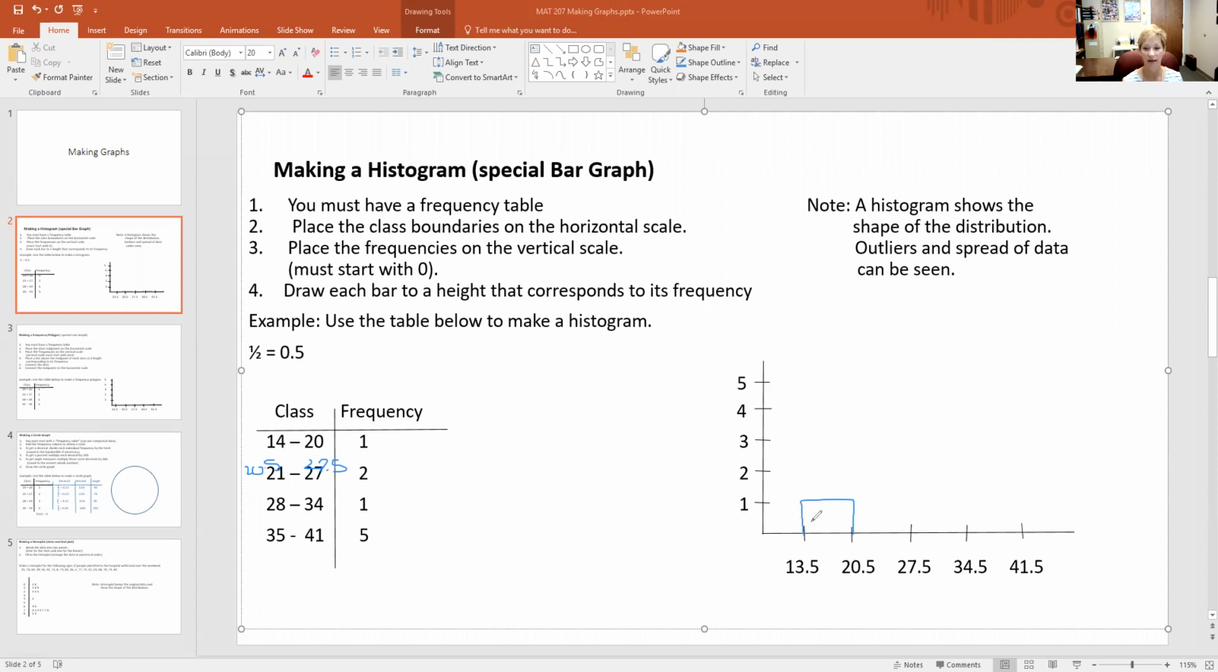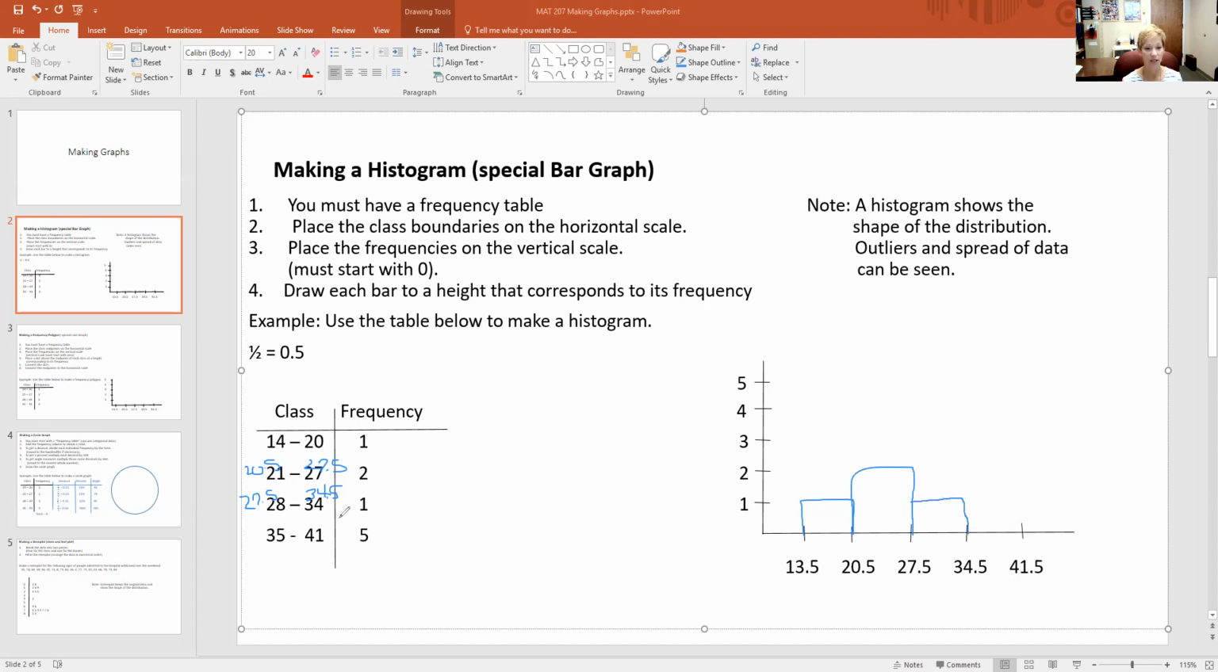So it's got to go up to a height of 2. So where this one stops, the next one starts. That's what makes it a histogram. On a histogram, the bars touch. Then again, if I've done my boundaries correctly, this boundary down here is 27.5, and this boundary right here is 34.5. So my third one goes from 27.5 to 34.5. It also has a height of 1.